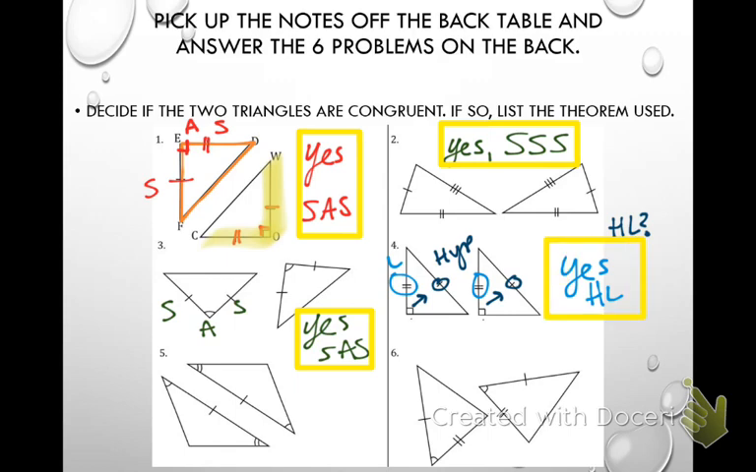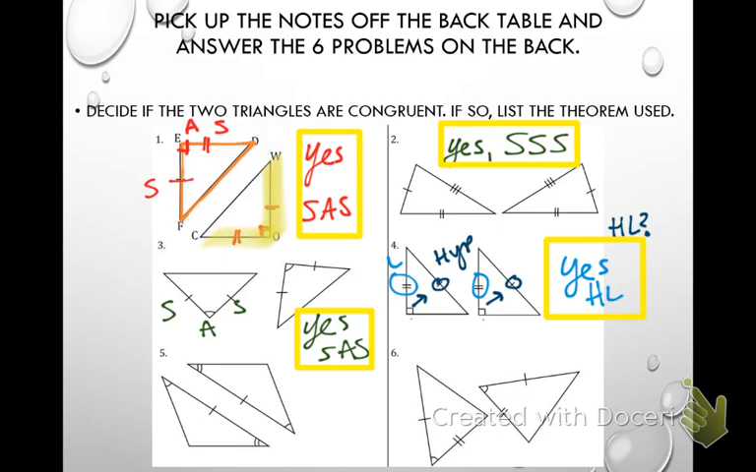Yes, sir. What was the first one? Good question. He said, why isn't this hypotenuse leg? Because this is the hypotenuse and it's not marked congruent. It's a good question.